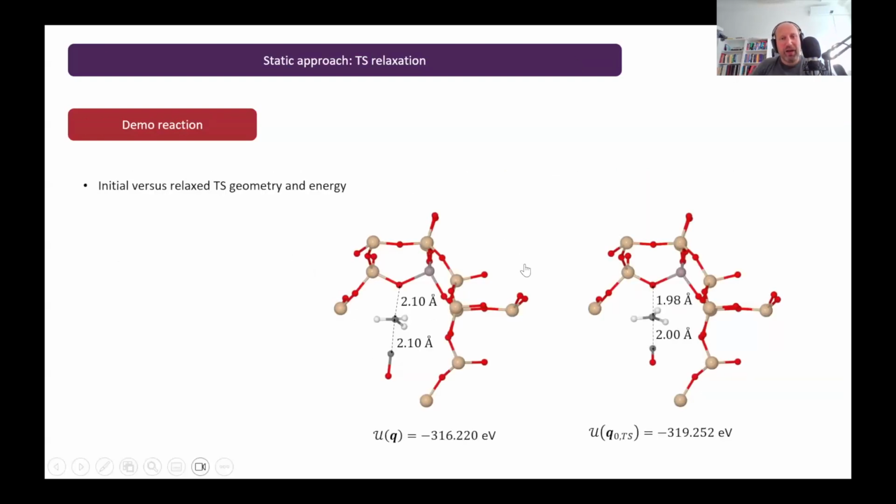All right, after finishing the simulation for our demo reaction, I obtained the relaxed transition state. Here I compare it with my initial guess, and you see I was quite lucky. The final geometry doesn't differ much from my initial guess. There is a very small reorientation of the molecule. The distance is shortened a little bit. Nevertheless, the energy decreased quite significantly, by 3 electron volts.